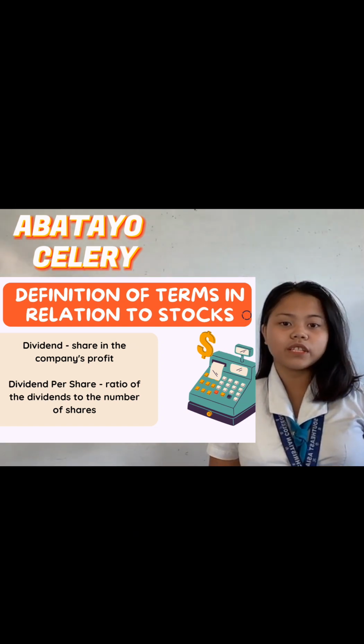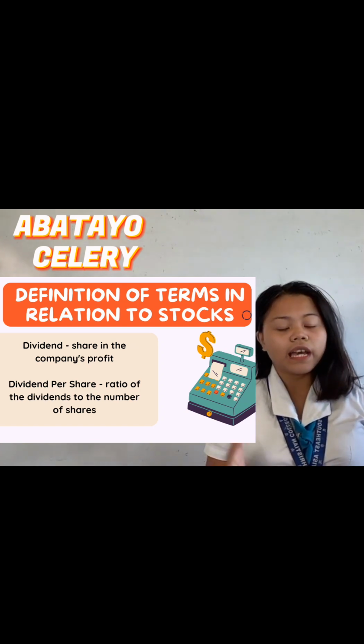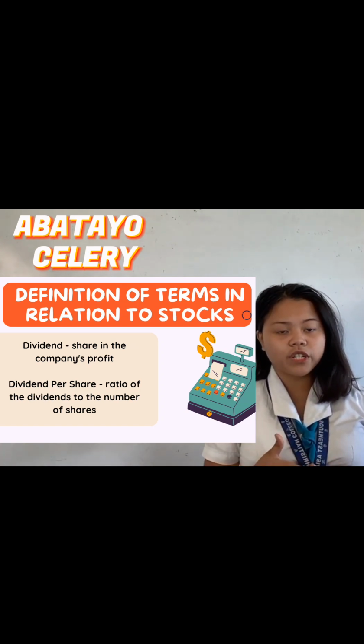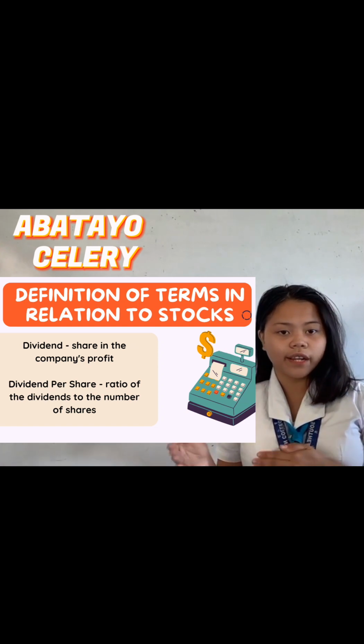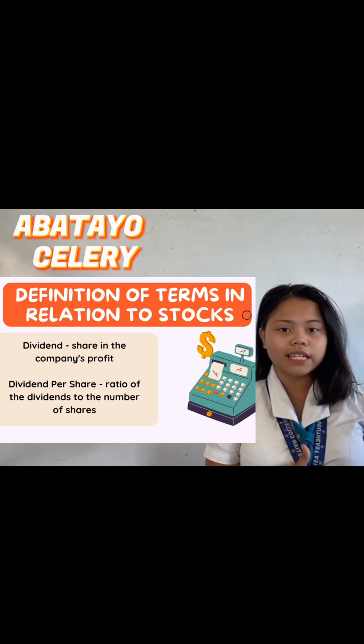So let's proceed to dividend per share, or DPS. It's a financial ratio that measures the amount of dividends a company pays to its shareholders per share of stock. DPS is a way to measure how much money each shareholder of a company gets for each share they own. It's like a bonus that shareholders receive for investing in the company.